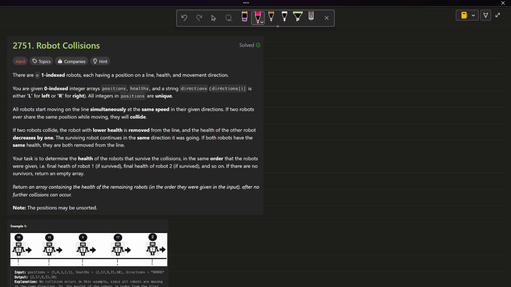So we are given three arrays: position, the second one is health, and the third one is direction. Position contains the position on the number line, health contains the health of the robot, and direction contains either L or R, that is, whether the robot moves to the left side or the right side.